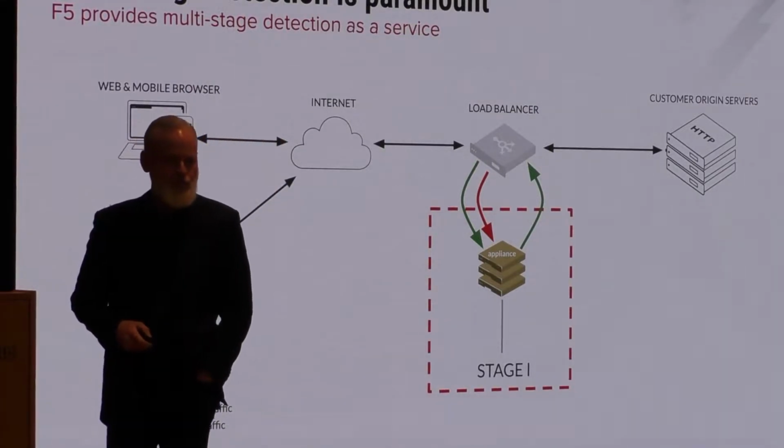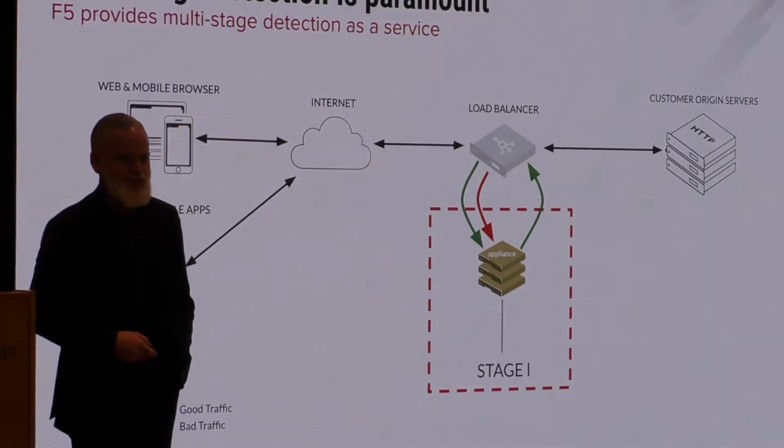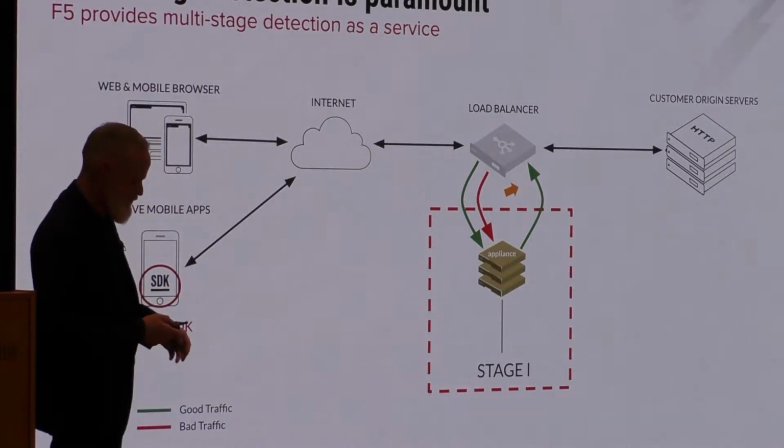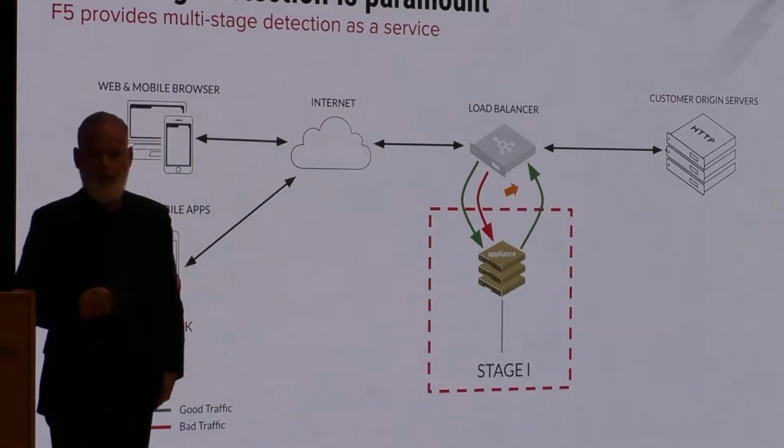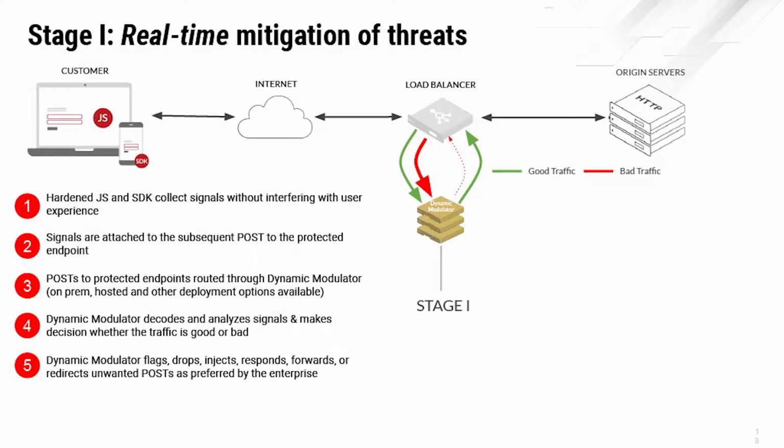Now, if green is good traffic and red is bad traffic, you see something conspicuously missing there. No bad traffic reaching origin. That is a pipe dream. There are no perfect real-time stage 1 solutions. Attackers retool. They evolve. They get more sophisticated. So you have to have a second stage.